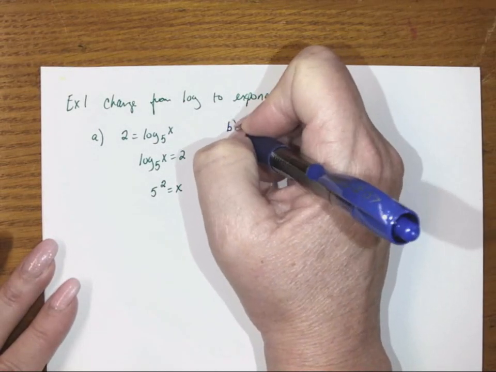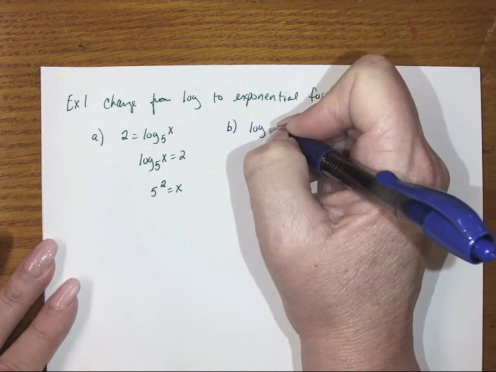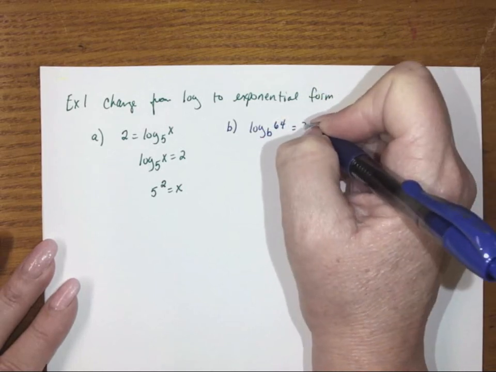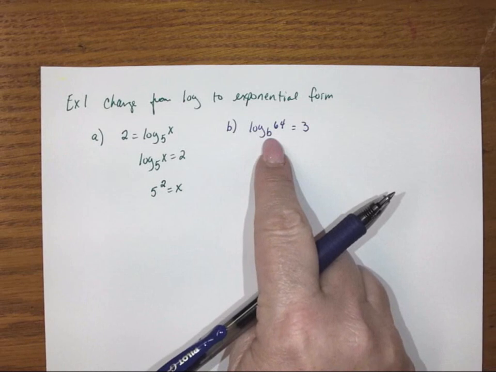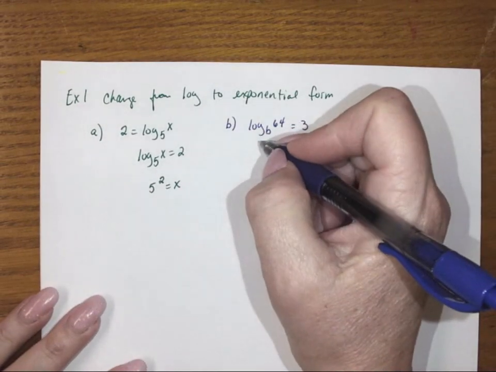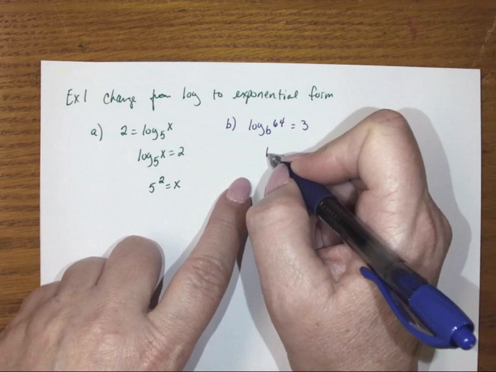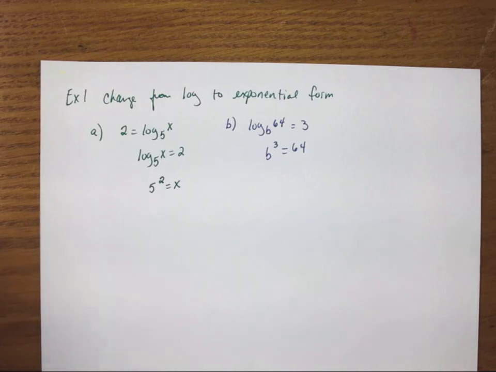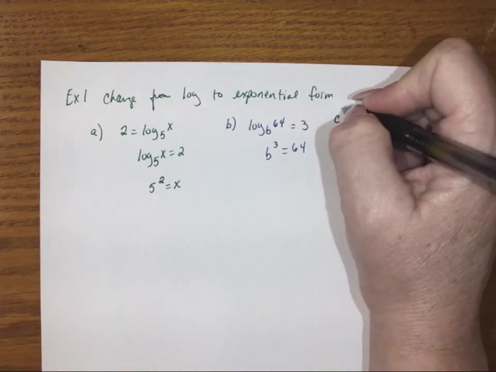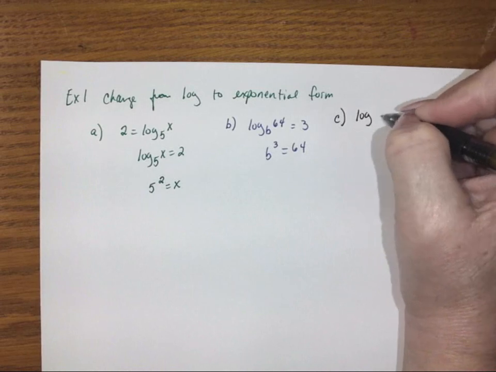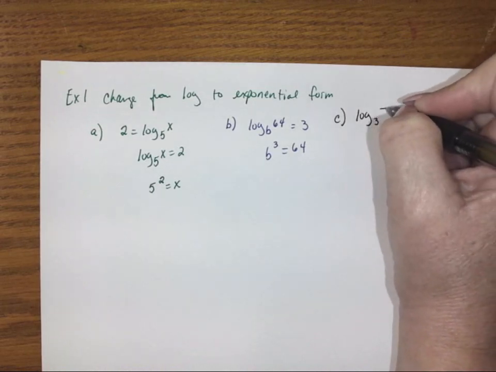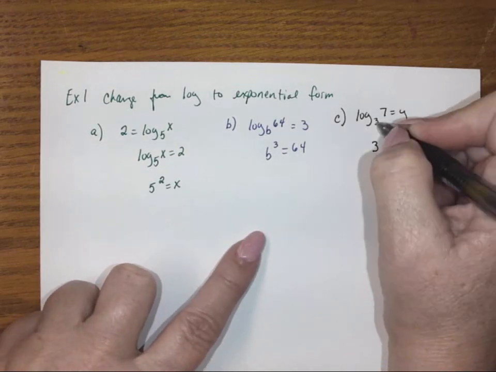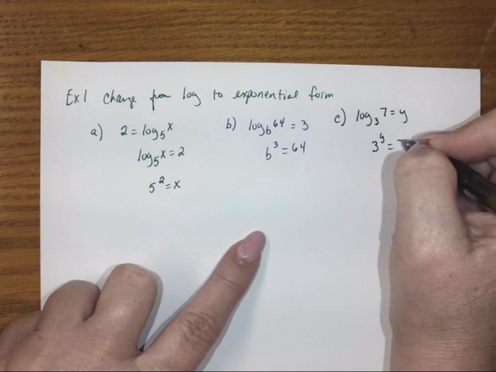So part B, we have log base b of 64 is equal to 3. Remember that b is a little bit lower than the word log. So this tells us that we have b to the third is equal to 64. In part C, we have log base 3 of 7 equals y. So exponentially, we have 3 to the y equals 7.